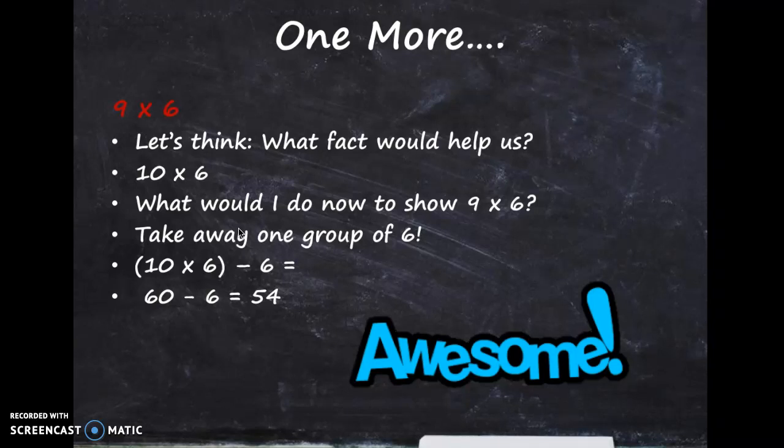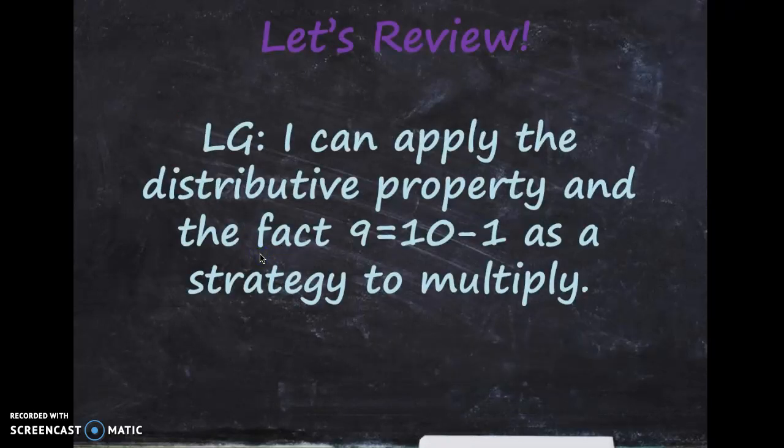We were able to solve 9 times 6 by using friendlier facts of 10 to help us solve that equation and get to our product of 54. Awesome work, my ninja friends. Let's review. Today, we applied the distributive property and the fact 9 equals 10 take away 1 as a strategy to multiply. Good luck as you complete the problem set for Lesson 12.